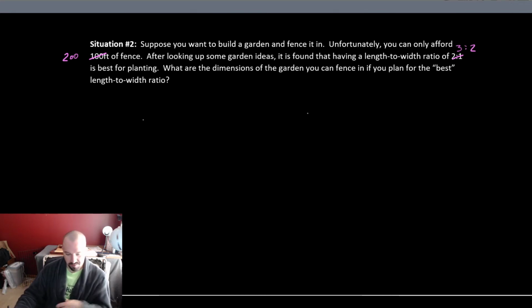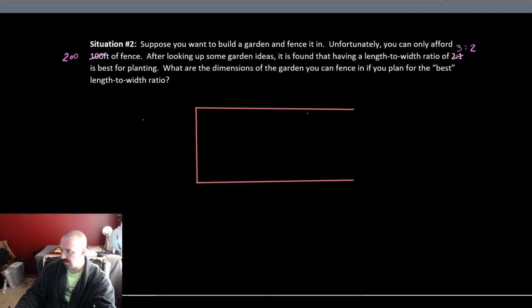All right, well, let's draw a picture, because why not? It makes it a lot easier if you just have it in front of you. So we'll just draw a picture. Now, does the picture have to be completely accurate? Absolutely not. It's just got to give you an idea. So, is this 3:2? Sure.